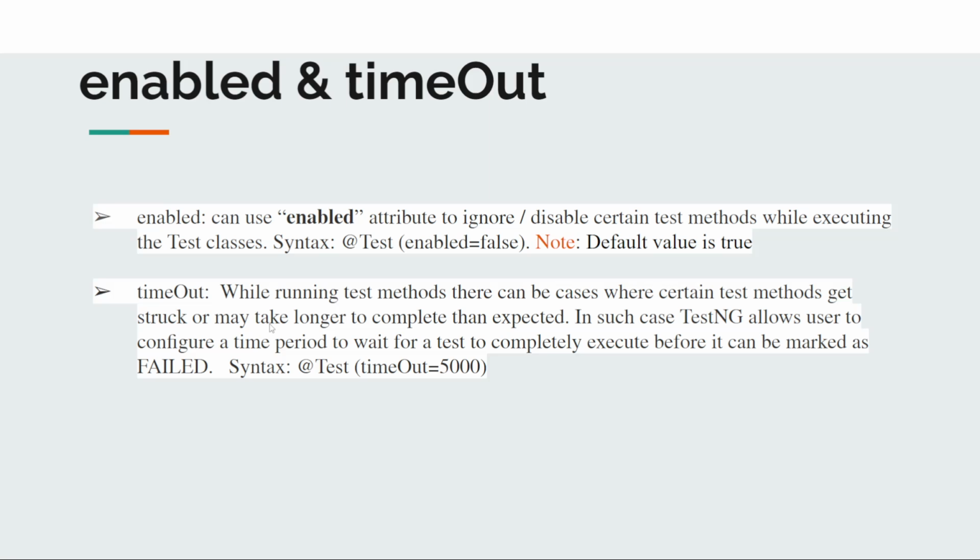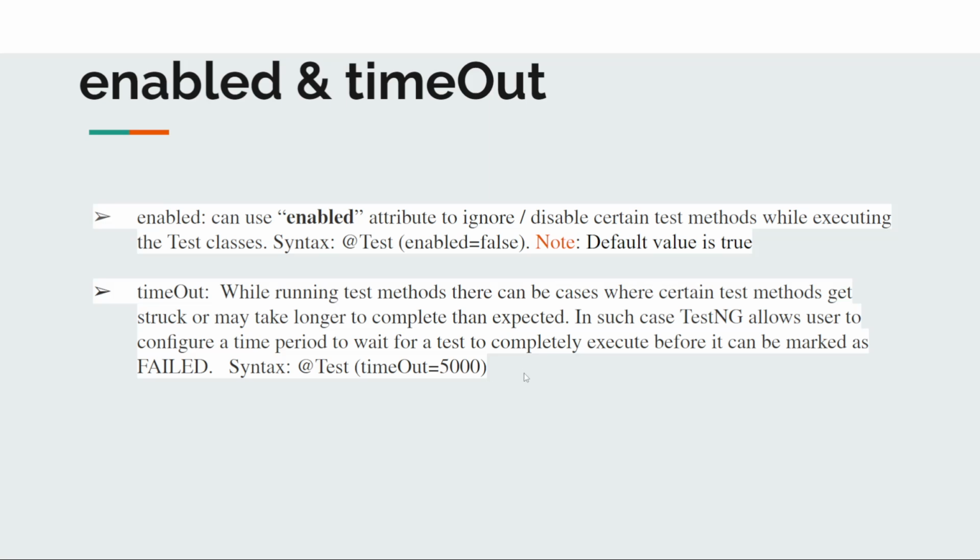And then the timeout. Timeout is like applying another local wait. We know explicit and implicit waits; timeout is similar. While running a test method, there can be cases where a certain test method gets stuck or takes a longer time to complete than expected. In such cases, TestNG allows the user to configure a specific time period to wait for a test to complete execution before it throws any exception or fails. The syntax is similar: after at the rate test, you can say timeout equals to, say, 5,000 milliseconds, which is 5 seconds.